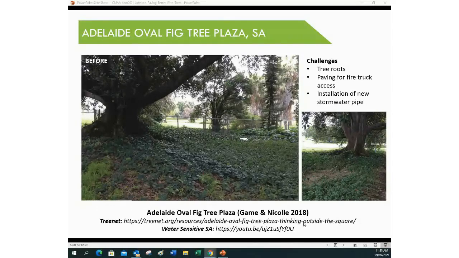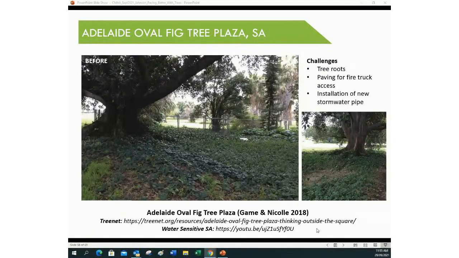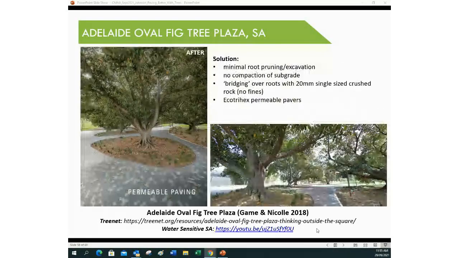Adelaide Oval was redeveloped going back a few years, with some fig trees on the northern side. Adelaide Oval is a sacred site. It is a magnificent location. Even the turf there is precious. Bradman scored a few hundreds on it. But they needed to put some roadways through with the upgraded stands, upgraded capacity, to be able to handle fire trucks, basically. So the permeable paving Eco Trihex was used around the outside of the stands, and it was extended to link to the pathways through the parkland to the north of the oval.